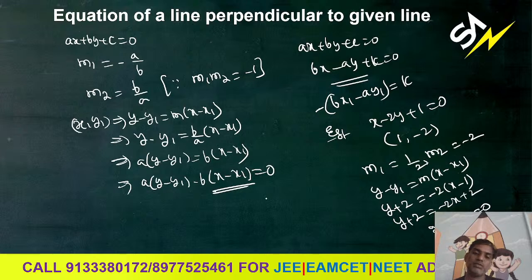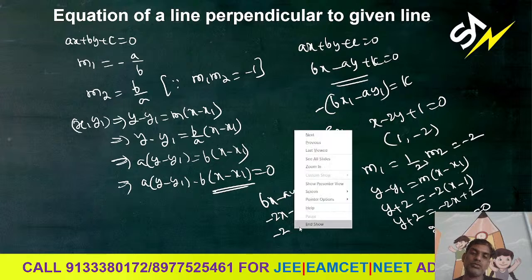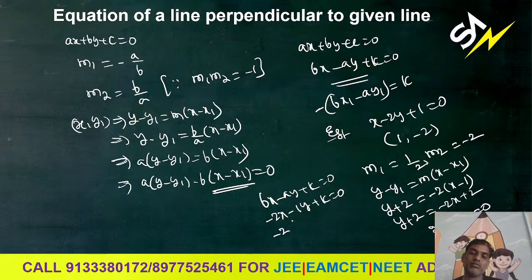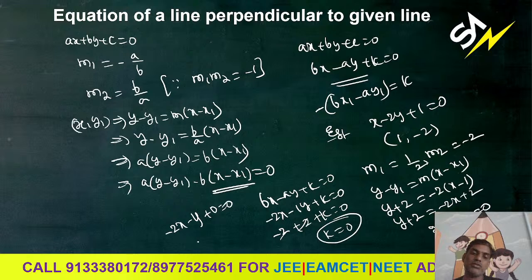If you want to do it in this method, bx minus ay plus k is equal to 0. What is the b value? The b value is minus 2, so minus 2x, and the a value is 1, so y, plus k is equal to 0. To get the k value, substitute here (1, minus 2). What are you getting? Minus 2 plus 2 plus k is equal to 0. So we are getting k equal to 0. So finally, what is the equation? Minus 2x minus y plus 0 is equal to 0, that is 2x plus y is equal to 0.